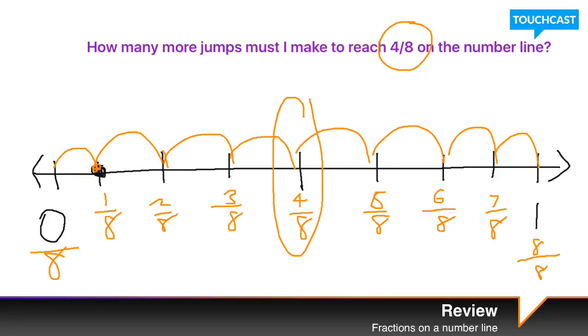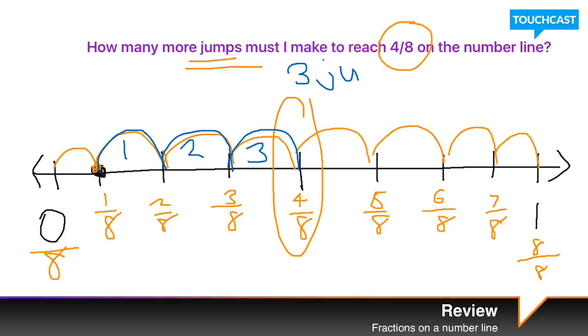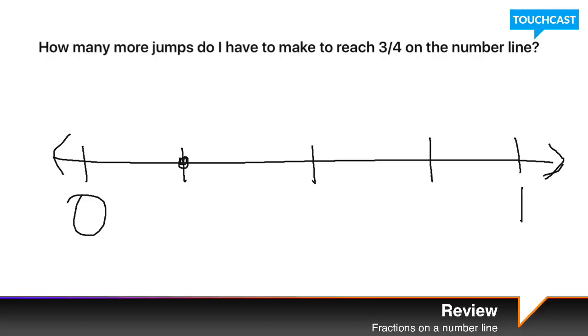So we know that we have to reach this point on the line, and we're starting here. We're starting here. And they're asking for how many more jumps. Not the fraction, but the jumps. So I'm going to use a different color marker. Let's count how many jumps we actually have to make. 1, 2, 3. That's it. 3 jumps. That's the answer. Notice that the question's asking me about jumps, and I answered in jumps. All right, let's keep moving on.